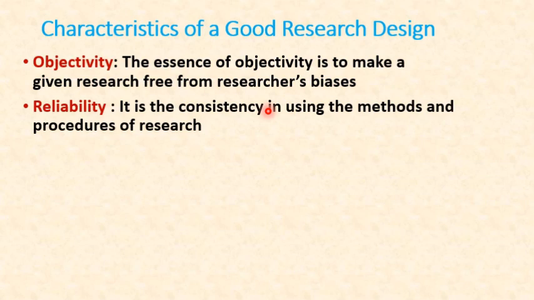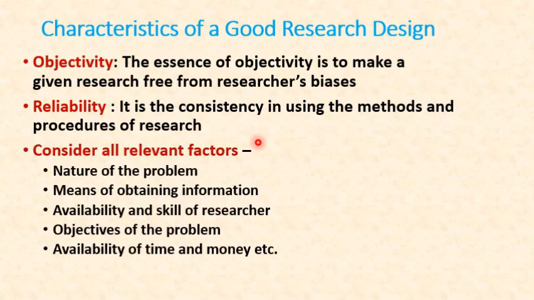Then reliability, it is the consistency in using the methods and procedures of research. The same research methods and procedures are to be used in the research process consistently. Then consider all relevant factors such as nature of the problem, means of obtaining information, availability and skill of researcher, objectives of the problem, availability of time and money, etc. These are all the characteristics of a good research design.